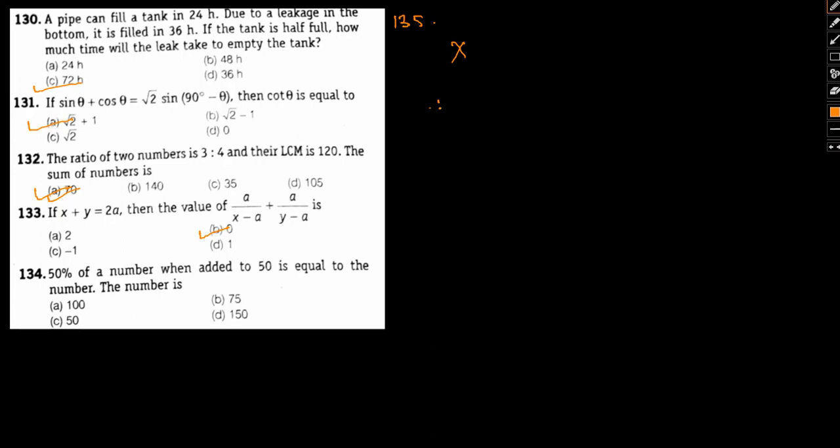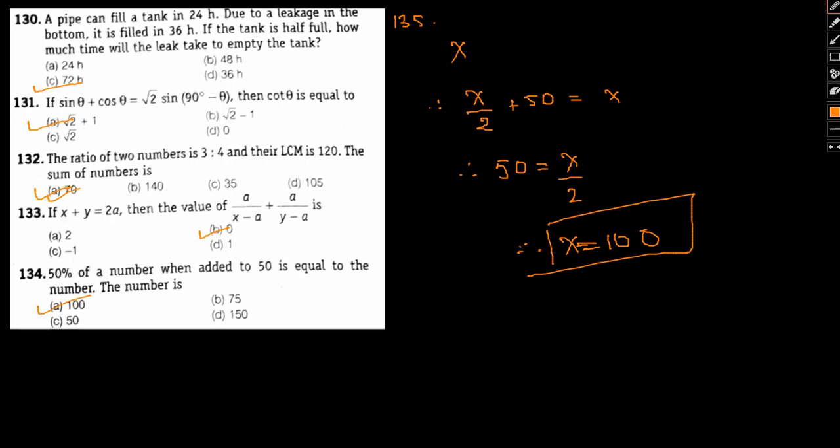So therefore 50% of the number, that is x by 2, plus 50, will have 50% number added to 50 is equal to the number. So we will have x over here. Okay, so therefore 50 will be equal to x by 2. So my bad, why am I cancelling this? Therefore x will be 100. Okay, option A.